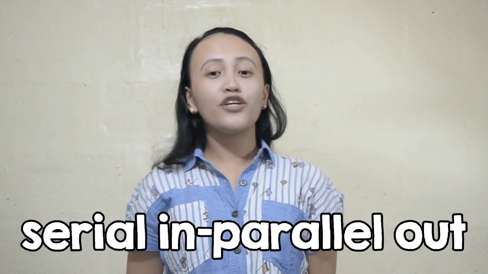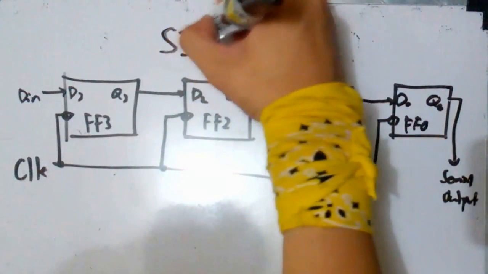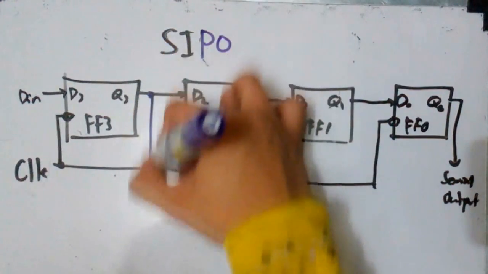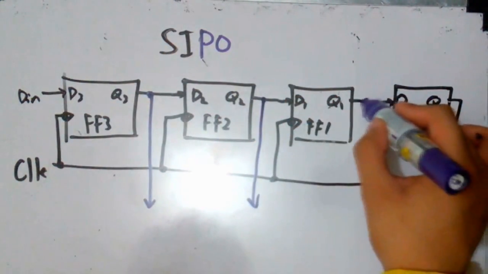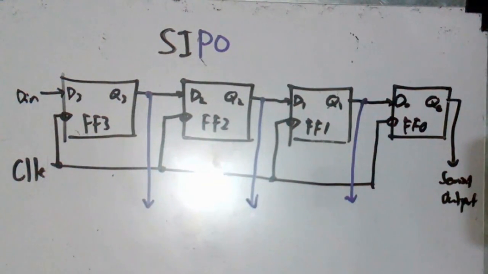One disadvantage of the SISO register is that if it requires 4 clock pulses for us to enter 4 bits of data, it also requires 4 clock pulses for us to extract 4 bits of data. That is where the serial in, parallel out, or SIPO register comes in. The schematic diagram for the SIPO register is like that of the SISO register, but instead of connecting Q3 to D2 and Q2 to D1 and so on, Q3, Q2, Q1, and Q0 will be outputs on their own.